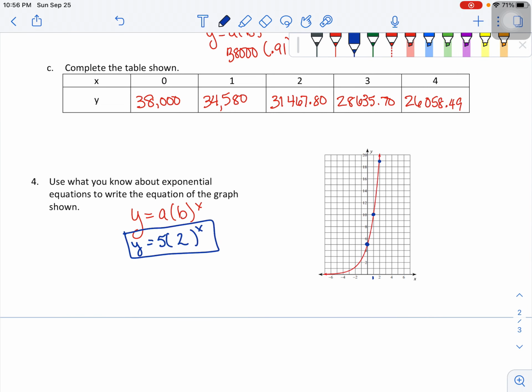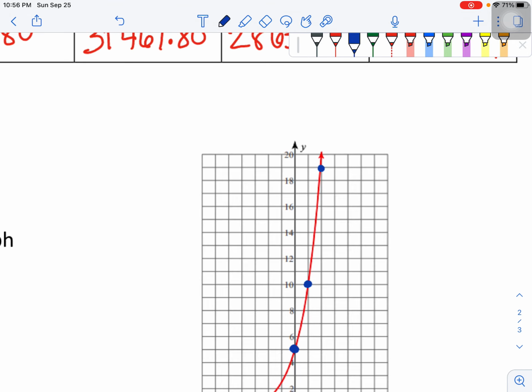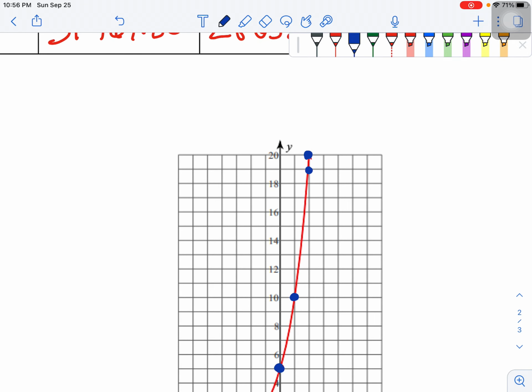Okay, kind of working it backwards, looking at the y-intercept and what happens in the graph, right? Actually, 2 is at 20. 2 is at 20. Let me get that one off of there.